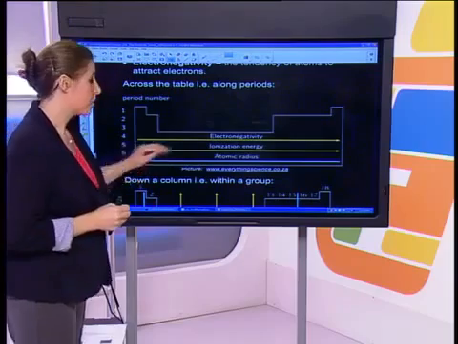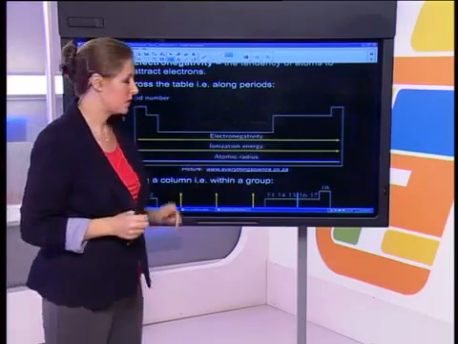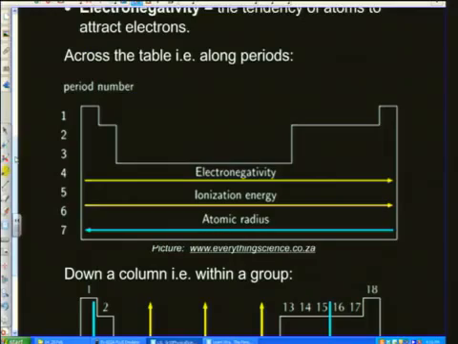Ionization energy would also be very high towards the right-hand side, and atomic radius would be high on the left-hand side. So these are kind of trends. Think through them and be able to explain each of them.